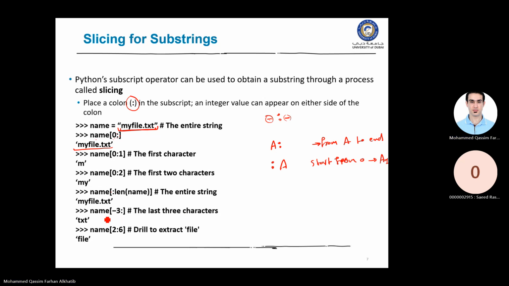Now, name minus 3 till the end. Now remember, minus 3 indices means what? The last 3 characters. So this one is equivalent to what? Length of name minus 3, to avoid confusion. So what is the length of the string? 1, 2, 3, 4, 5, 6, 7, 8, 9, 10. So that's 10. Start from 7, minus 3 from 10.